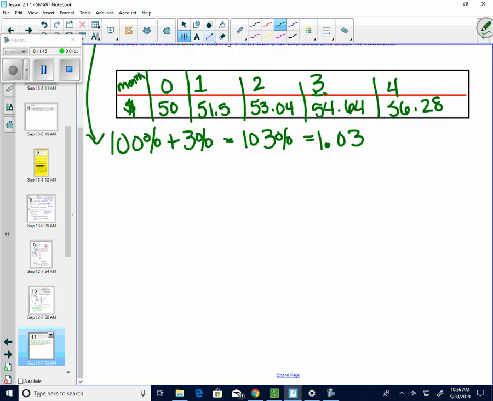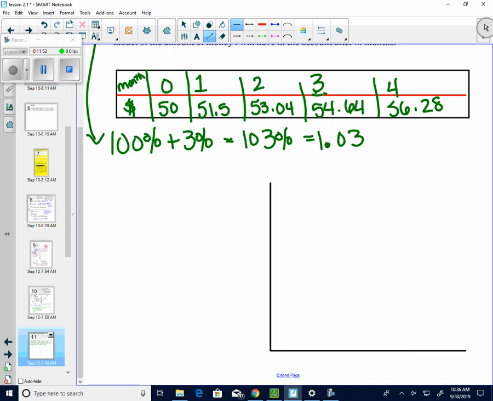And if we were to graph this, again, we only need the first quadrant because time is not going to be negative. And she's gaining money, so she's not losing it, so we don't need the negative y's. So we'll start this at 50, and we will count by ones.